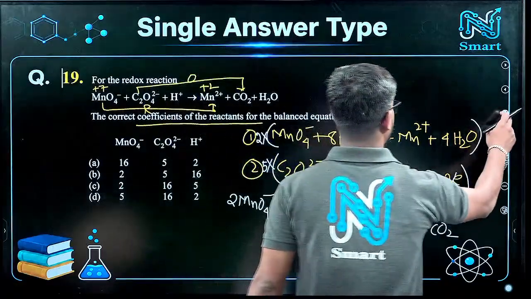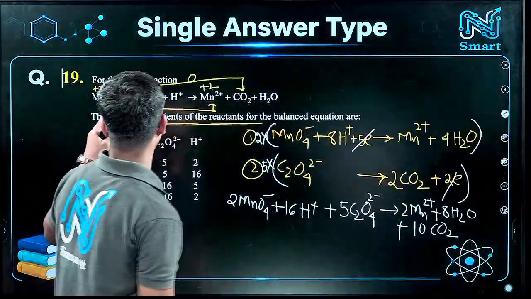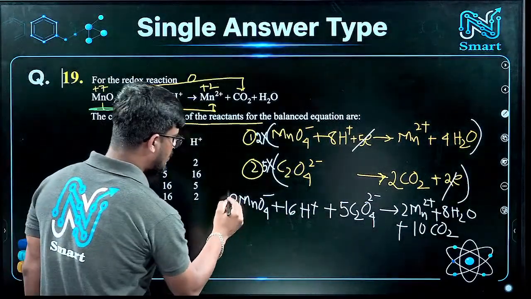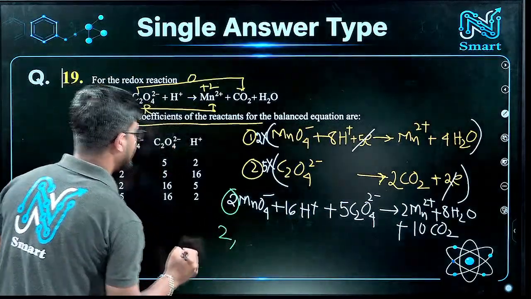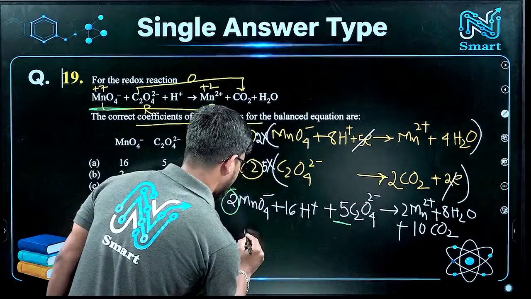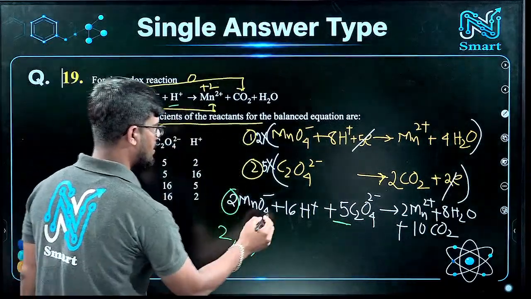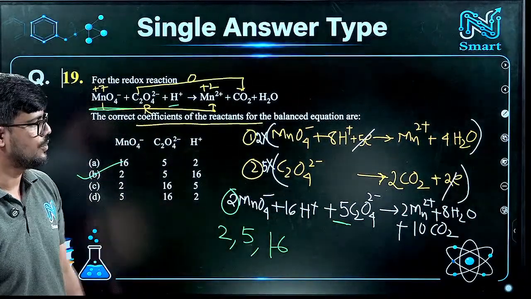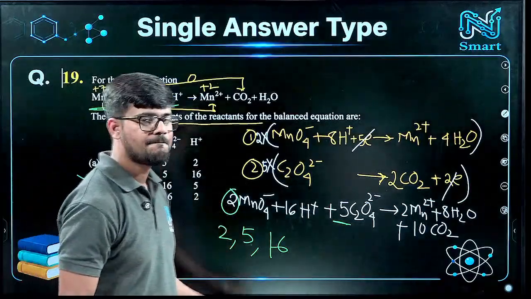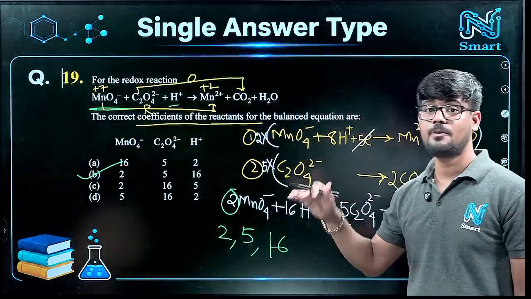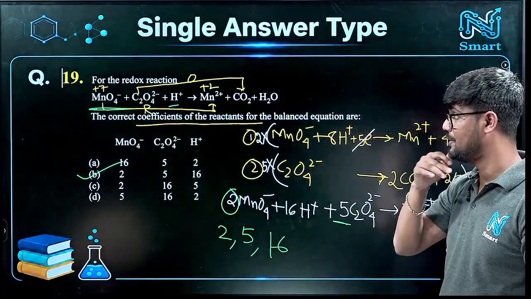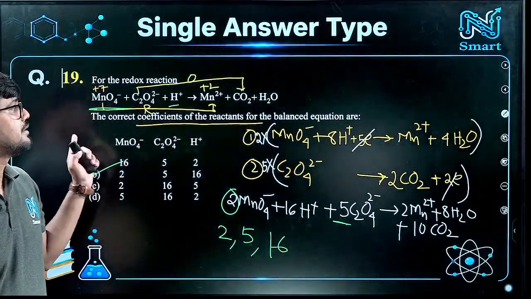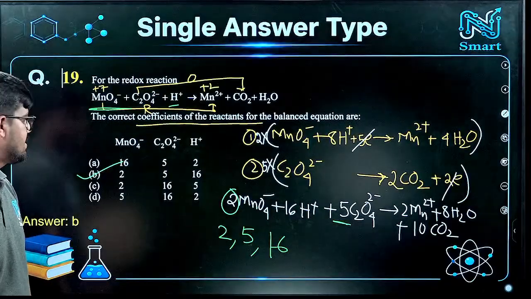Now just check what they are asking. First reactant means this sequence you have to follow. MnO4 minus, 2. Next C2O4 2 minus, here 5. Next H plus, 16. So 2, 5, 16. Option B is the correct answer. So this sequence you have to follow, right? This type of redox reaction, or balancing redox reactions, you can expect as questions. This is acidic medium; then basic medium we also have, that you should also revise, right? Okay, this is option B.